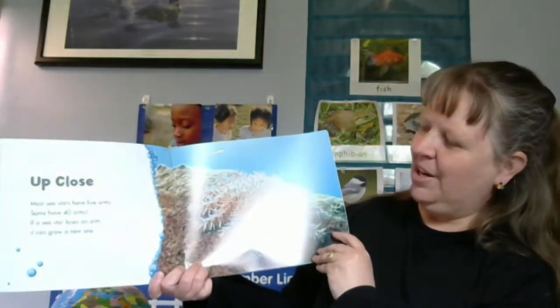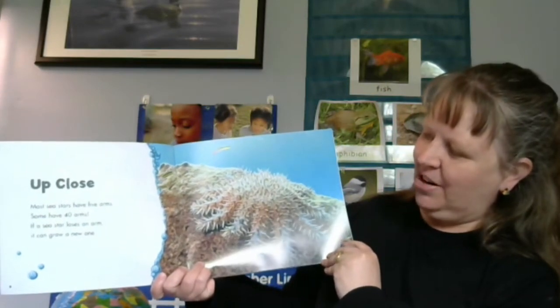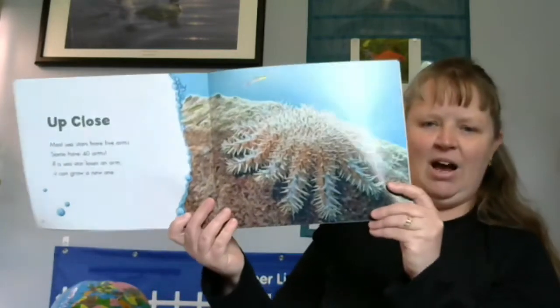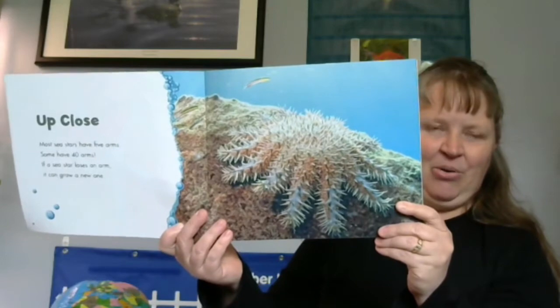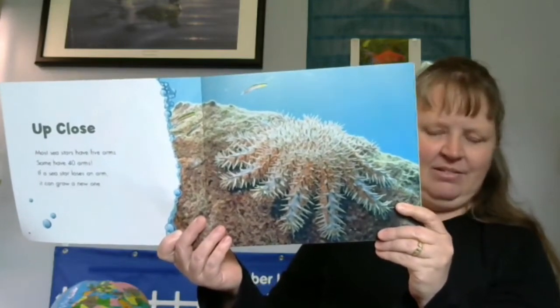Up close. Most sea stars have 5 arms. Some have 40 arms. If a sea star loses an arm, it can grow a new one. Wow, isn't that cool? They could grow a whole new arm. We can't do that.